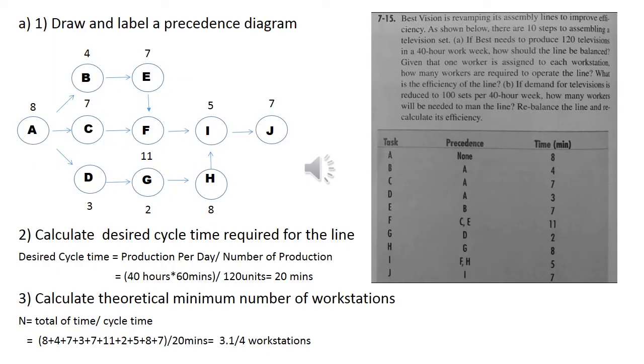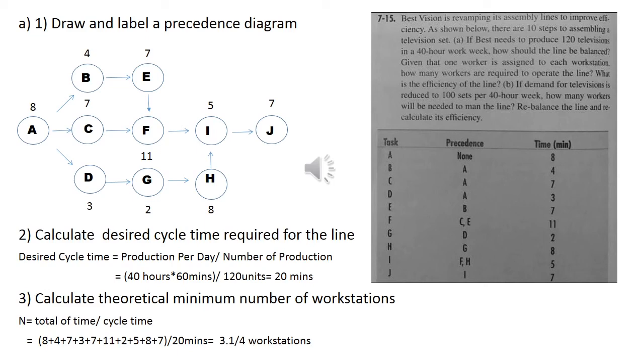After we read the question, we need to draw and label a precedence diagram. At the table we see task A, precedent is none. That means we need to start from A and put it at the left side. After that we see B, C and D, precedent is A. So we need to put the arrow from A to B, A to C and A to D.